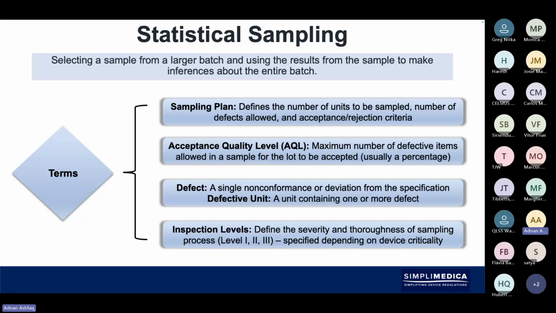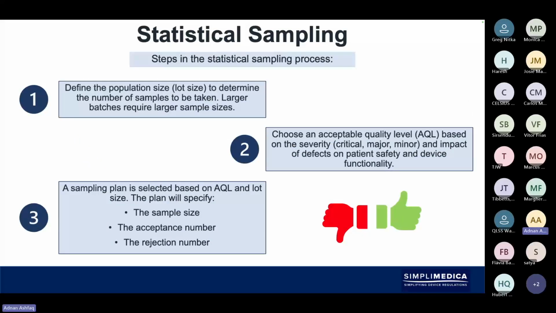So a defect would be a single non-conformance or deviation from the specification. A defective unit could be a unit containing one or more defects. And then you also have to apply the inspection levels, defining the severity and thoroughness of sampling, which is also based on device criticality.